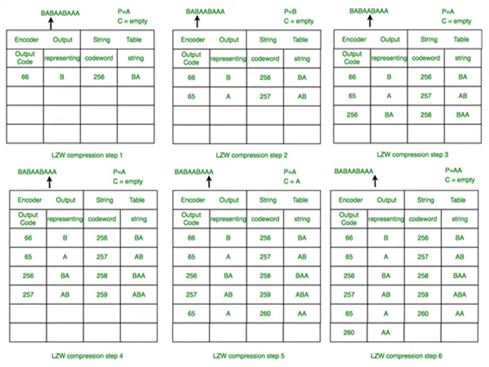Okay, so what we have over here is B, A, B double A, B triple A. First we know that the first 256 entries are for the single alphabet, or single symbols. So first it will read the first symbol B, so it probably stores it at 66. Then it encounters the next single symbol, that is A.